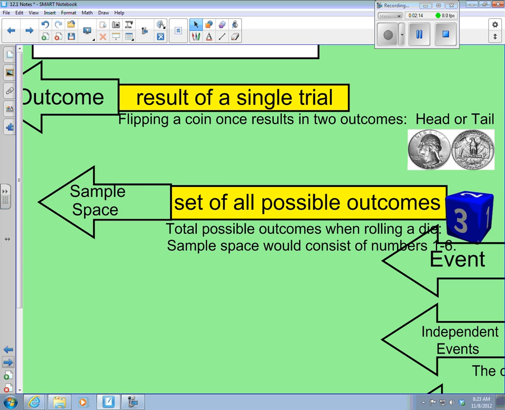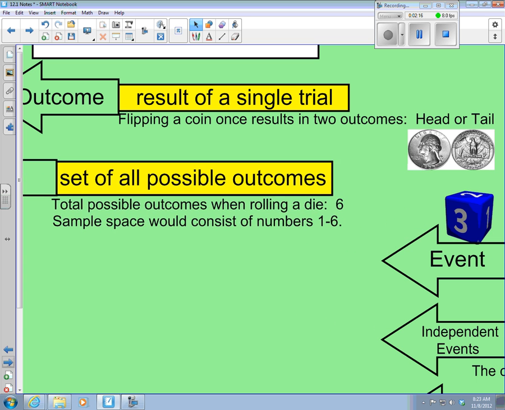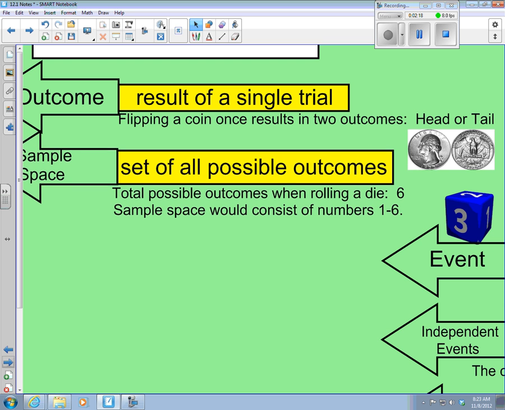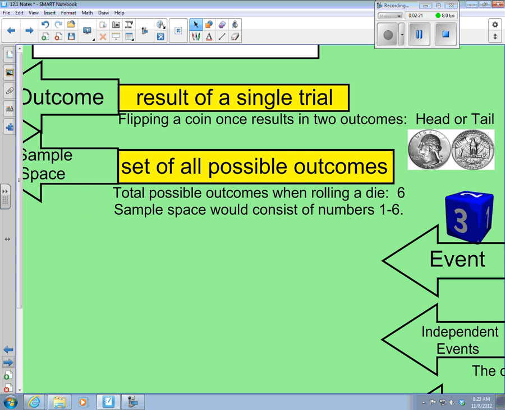Sample space, okay. Set of all possible outcomes. Total possible outcomes when rolling a die is 6. Sample space would consist of the numbers 1 through 6. So if I flip this die here, I could get a 1, 2, 3, 4, 5, or 6. That's our sample space. Let's try it.